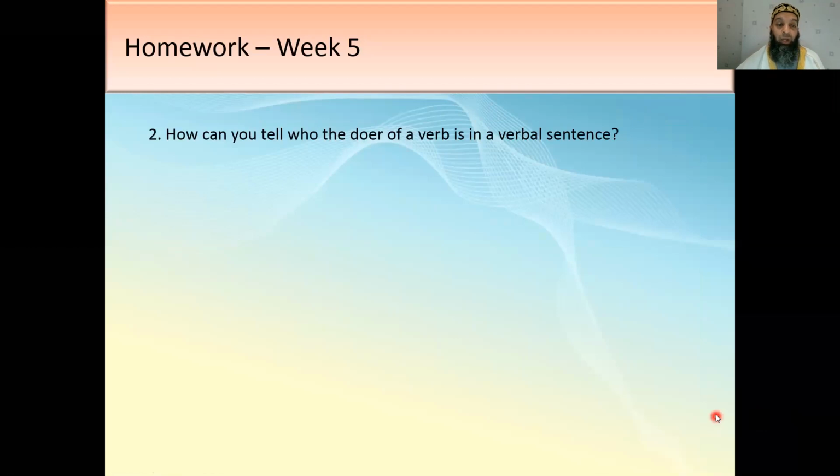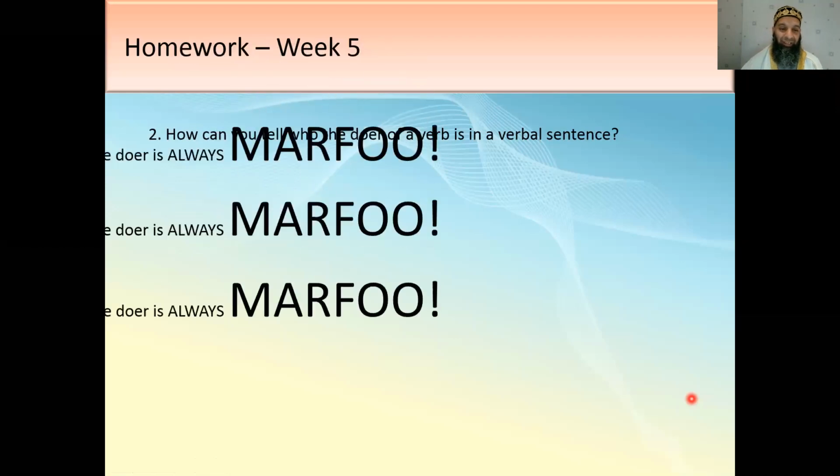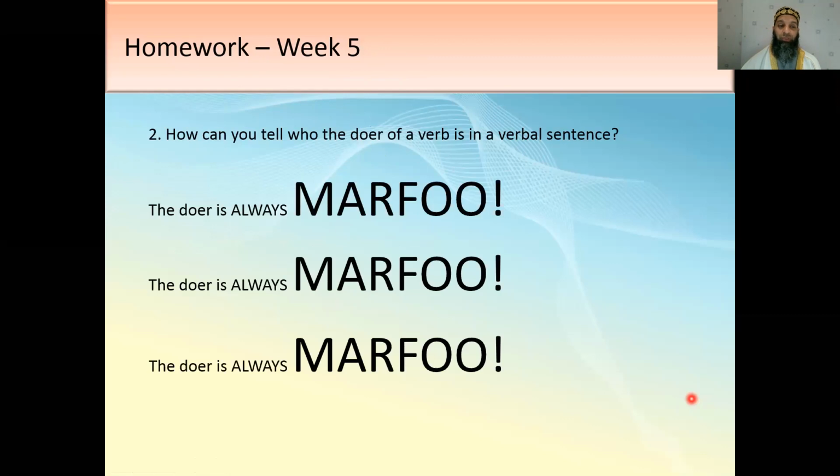Cool, excellent. How can you tell who the doer of a verb is in a verbal sentence? You have a sentence with a verb, so it's a verbal sentence. How do you tell who the doer is? Please type if you know the answer. Yes. The doer is always marfu. So when you see a verbal sentence with a verb, look for a marfu noun afterwards. Whatever is marfu is doing that verb.